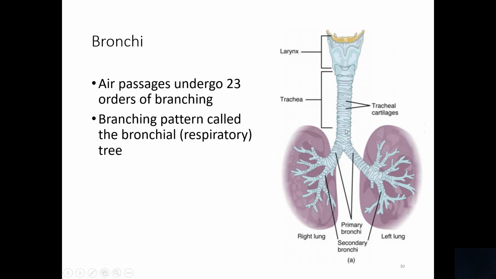Bronchi. Bronchi are branches of trachea. They enter the lungs and keep branching, carrying air with oxygen to all parts of the lungs. And air passages undergo 23 orders of branching. All that pattern, reminding a tree, is called the bronchial or the respiratory tree.